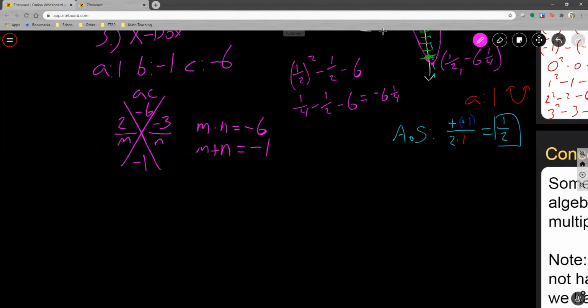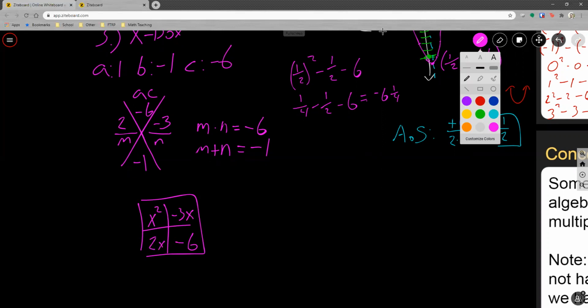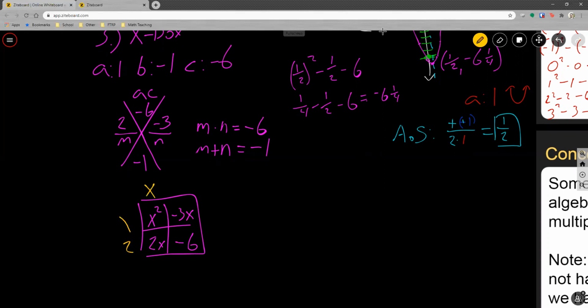Last step, I can just build my little box here. I don't even really need to do this. It's already been factored and my A value is 1, but I could just show this really quick. X squared, -6, and then I'm going to have a -3x and a 2x. Well, if I'm factoring this, it gets pretty quick now. I'm going to have an x here, I'm going to have a 2 there, have an x there, and a -3 there.